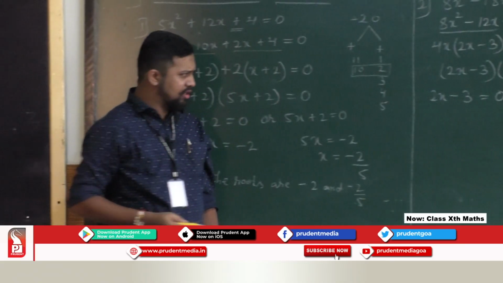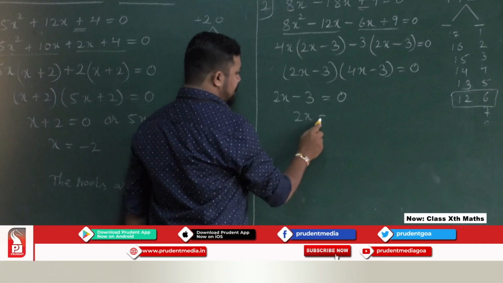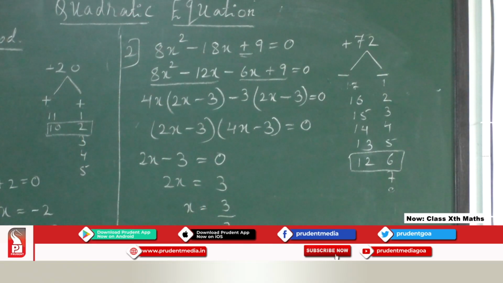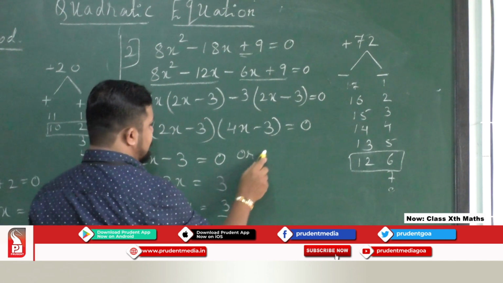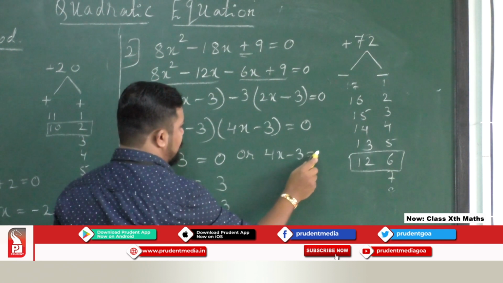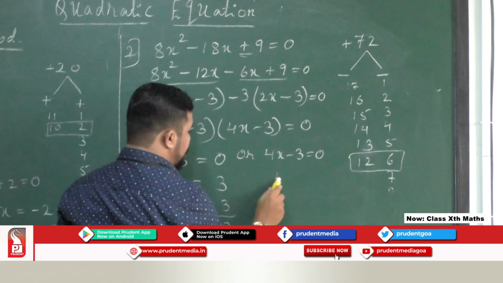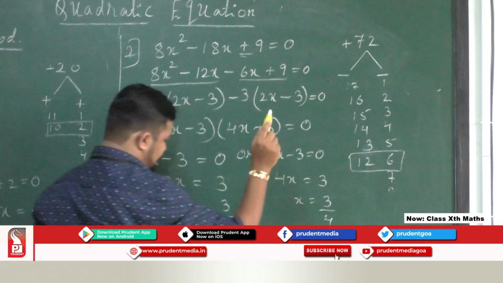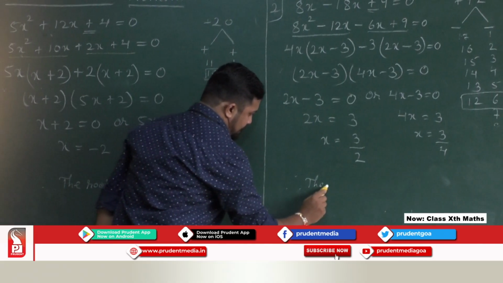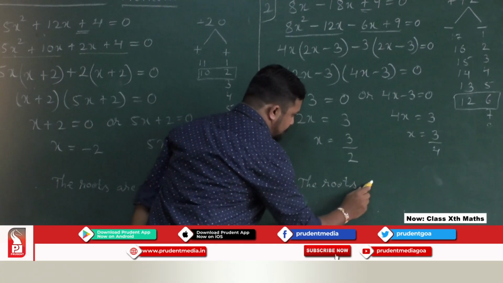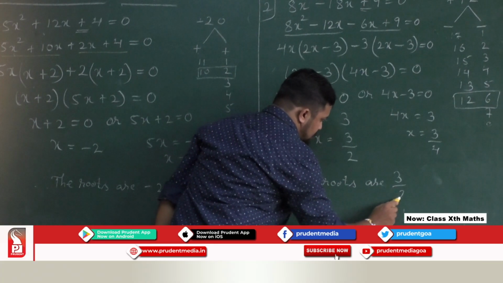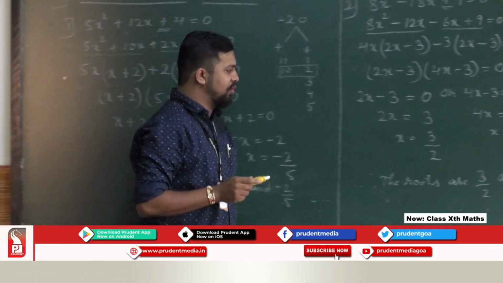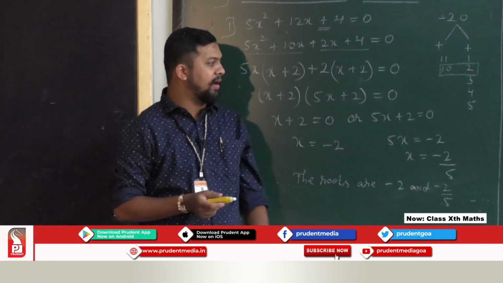Okay, now we can do it directly also. Take the 3 to the other side, positive 3. Finally x is 3 by 2. Or 4x minus 3 equal to 0, 4x equal to 3, x is 3 by 4. Therefore, the roots are 3 by 2 and 3 by 4.